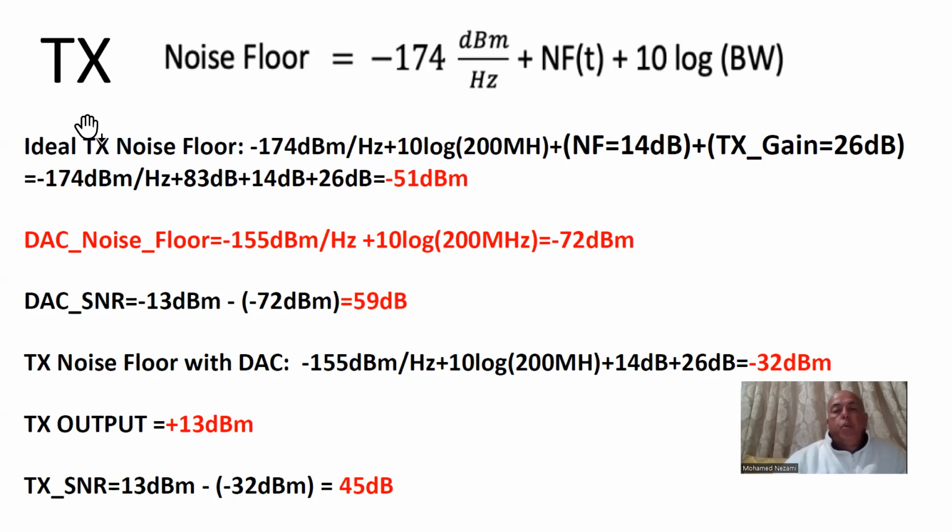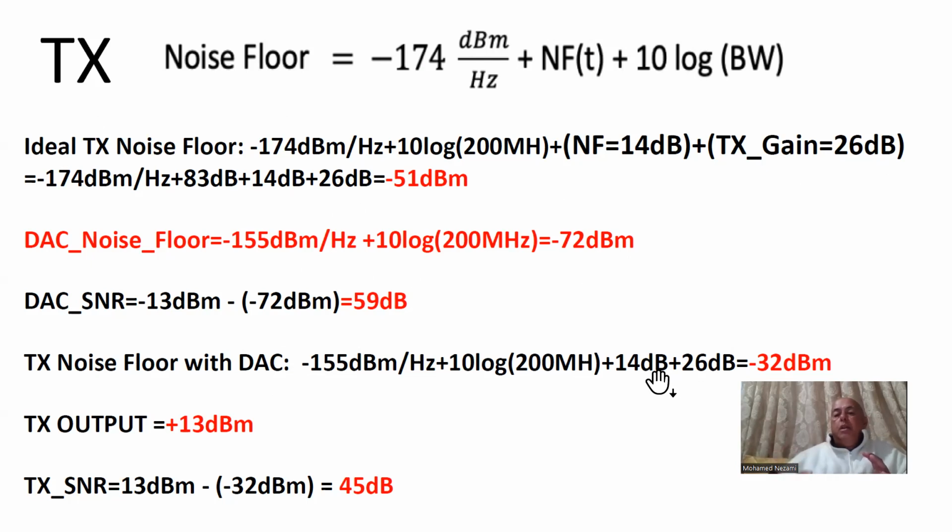Now, with this DAC, let's do the same thing here. Let's see what the noise floor would be at the output of the transmitter. That would be minus 155 dBm per hertz, integrated over 200 megahertz, degraded by 14 dB, which is the noise figure for the transmitter, plus the 26 dB gain, because that gain from the DAC to the antenna is what we assume we're going to design the system for.